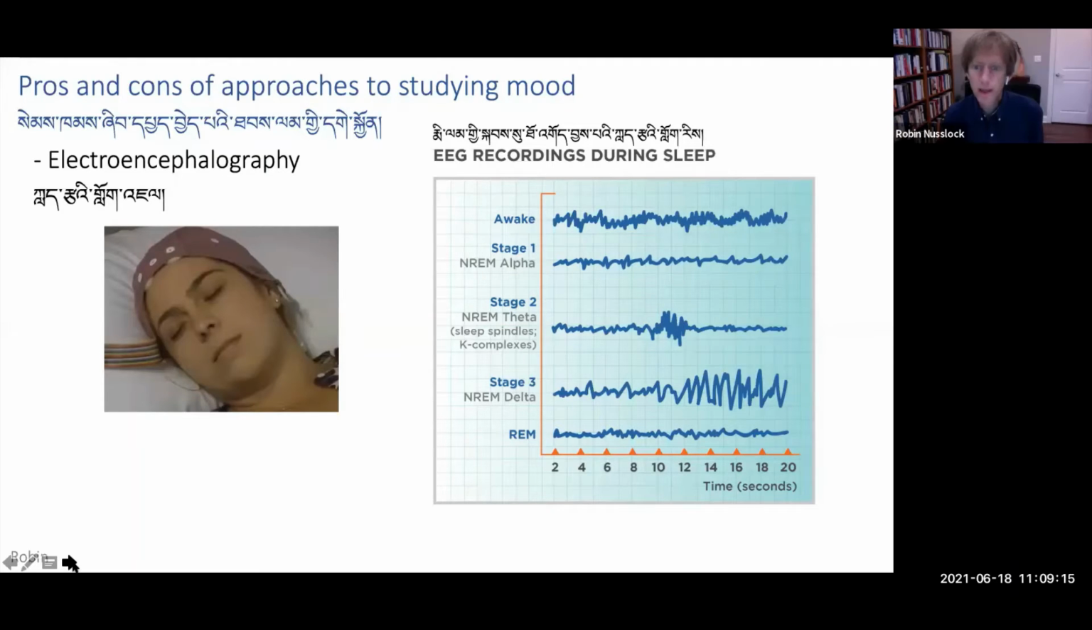And so we can measure people's brain activity while they're sleeping with EEG and not only understand when they're asleep or not asleep, but also understand whether or when they're in certain stages of sleep.